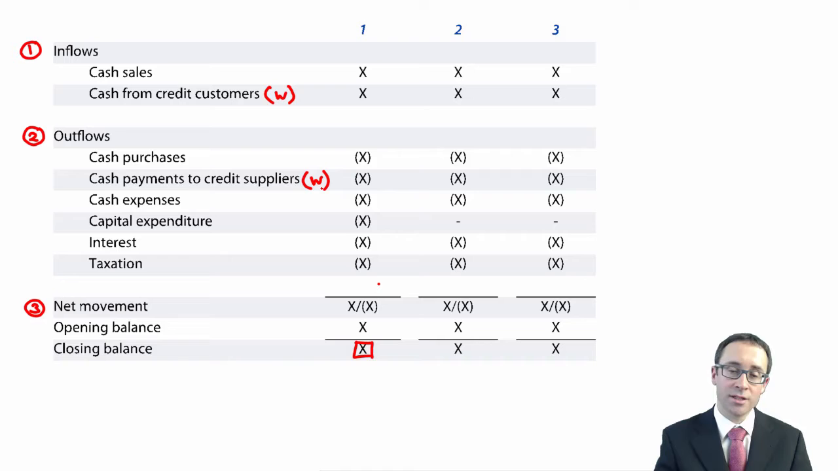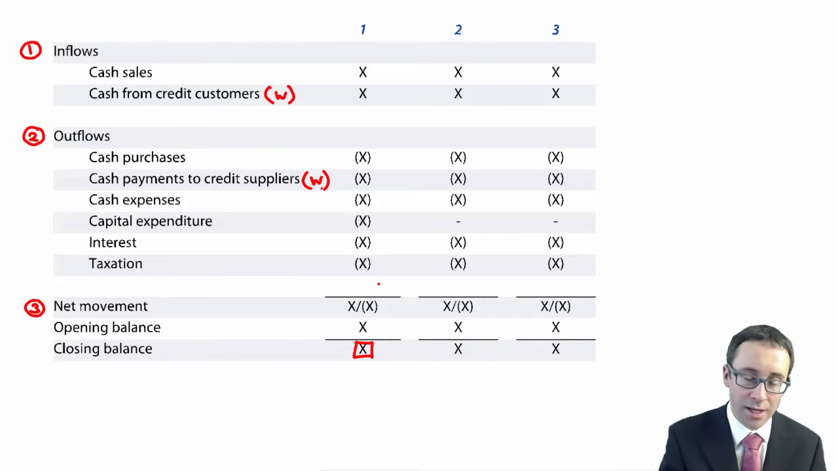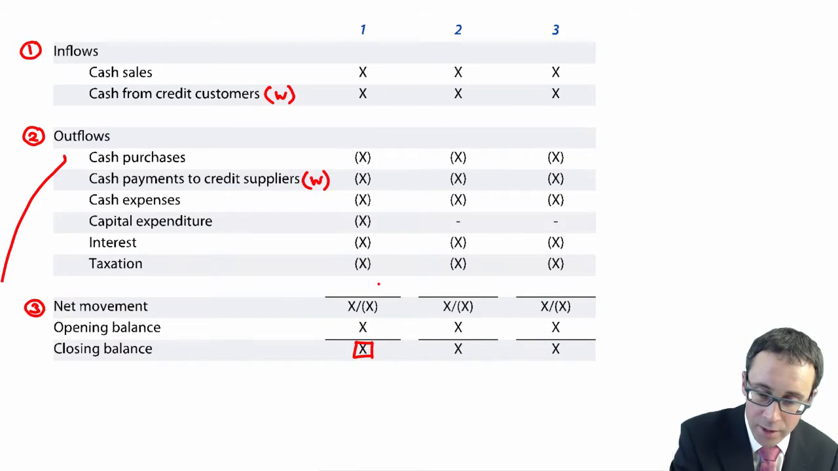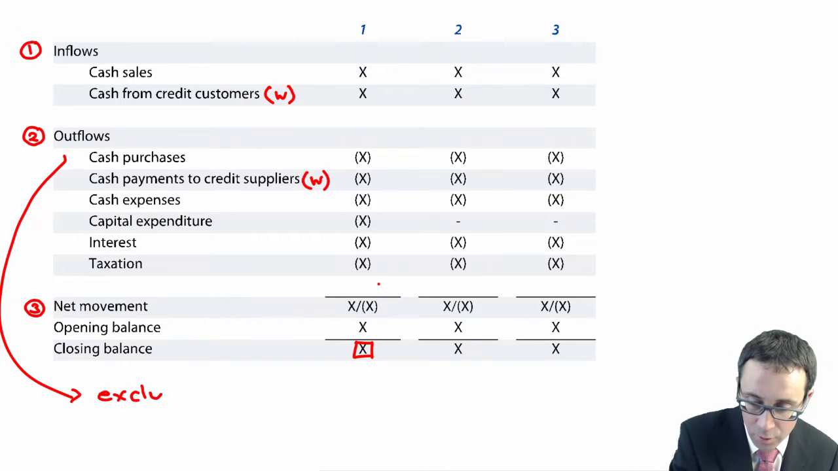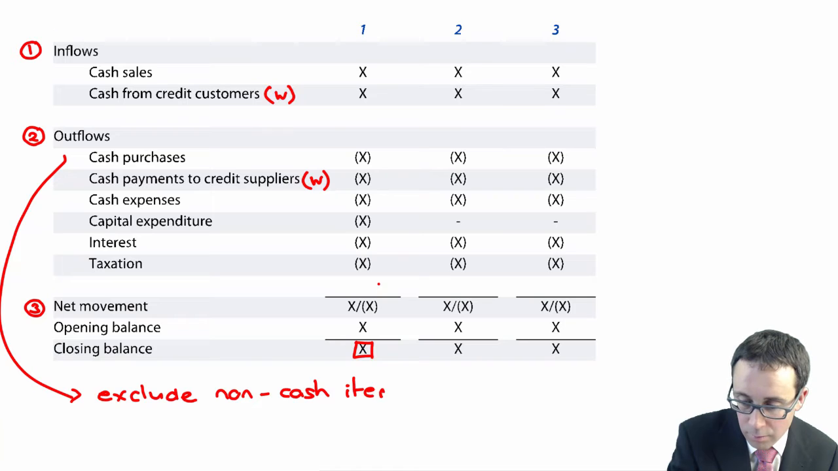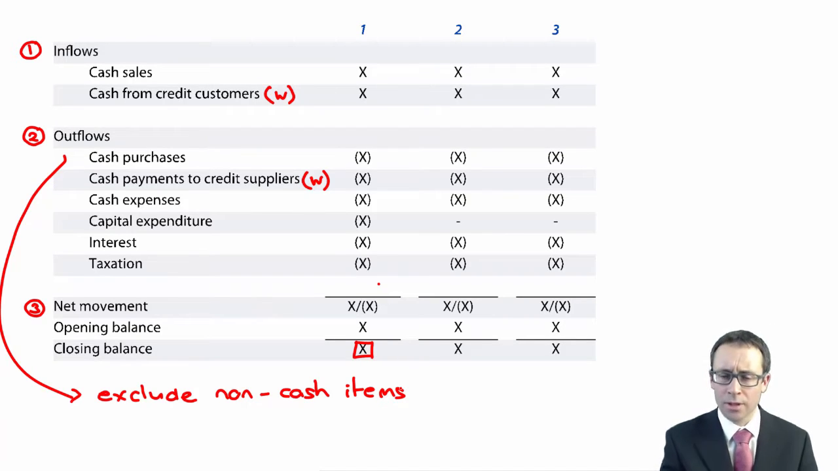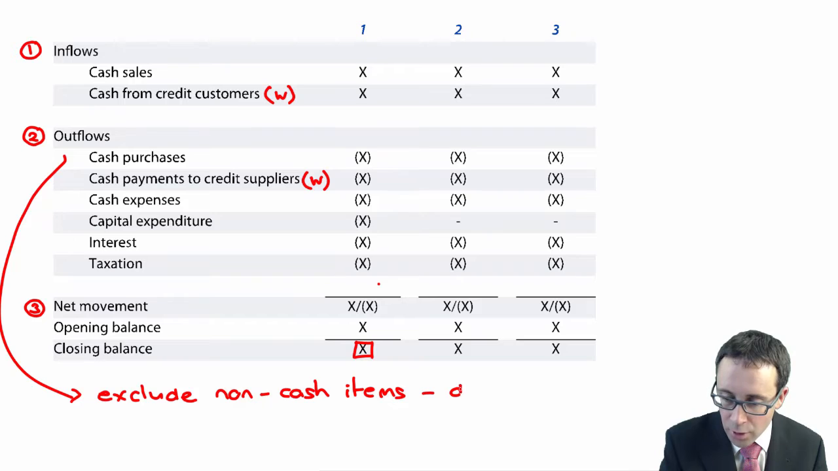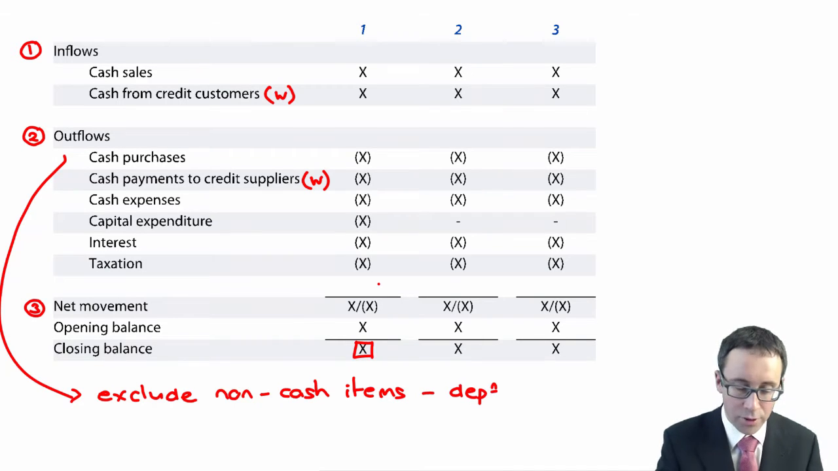You've then got cash expenses and capital expenditure. There may be a particular month where you make a big investment in some capital expenditure, so a big project that's ongoing. You've also got your interest and your tax. However, do just note that when you're looking at your outflows, they will exclude any non-cash items. The prime non-cash item that you do not include is depreciation.